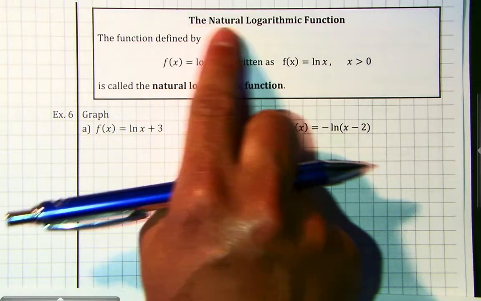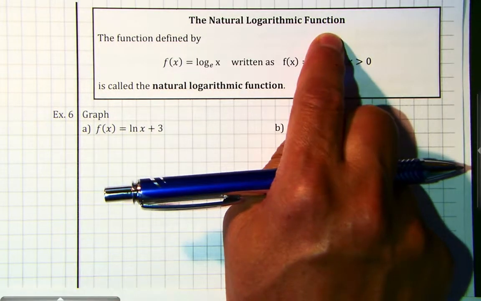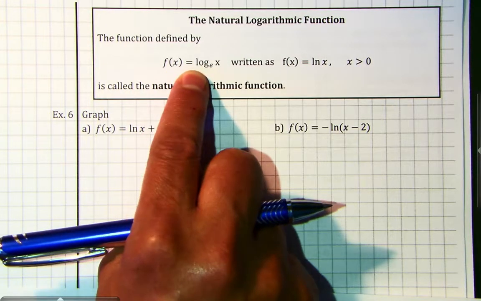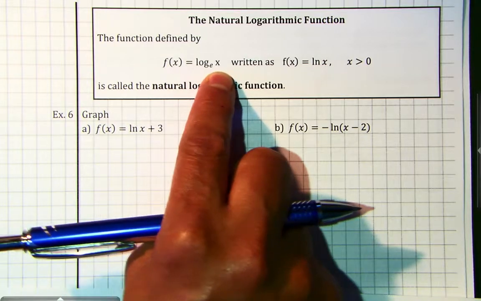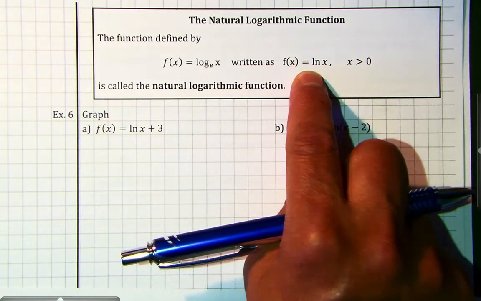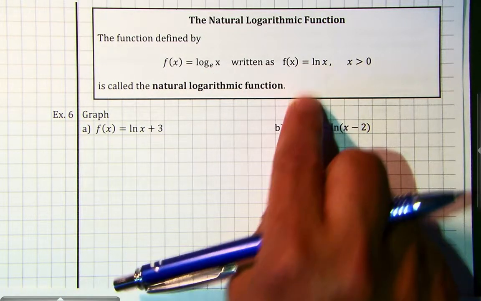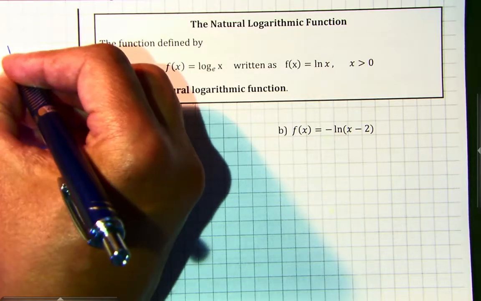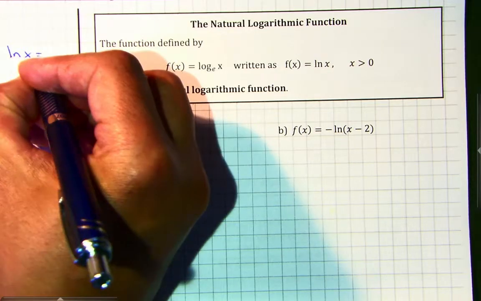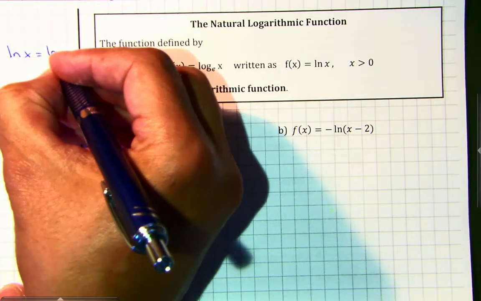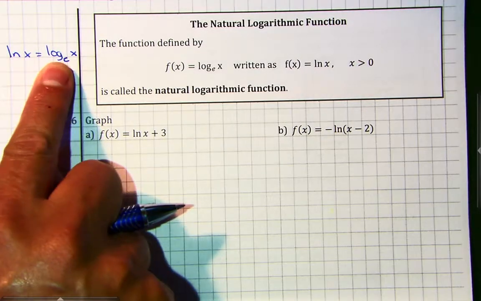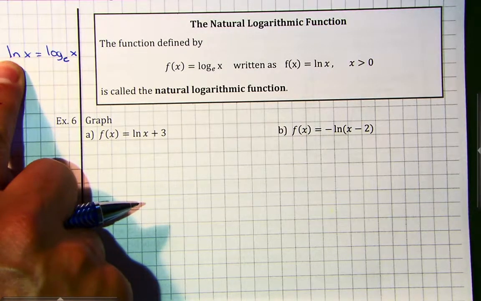So the natural logarithmic function, the function defined by f of x equal to log base e of x, can be written as follows: ln of x. So something that you want to keep in mind, that every time you see ln of x is the same as log base e of x. But we use this so much that it got its own abbreviation.